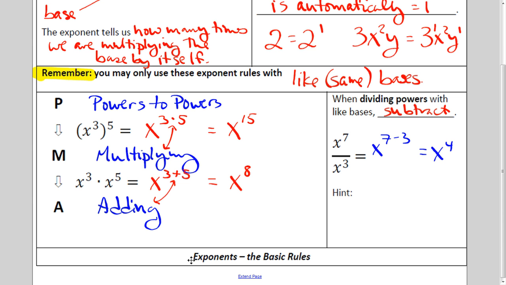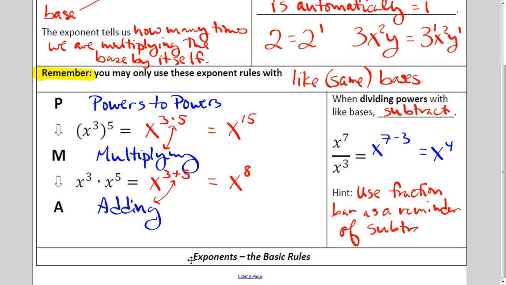And then the hint here that Sarah gave, which I thought was good, was to use the fraction bar as a reminder of subtraction. It's like a big subtraction bar. So some people write it like that.